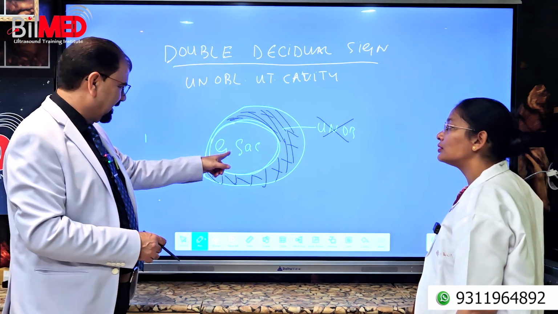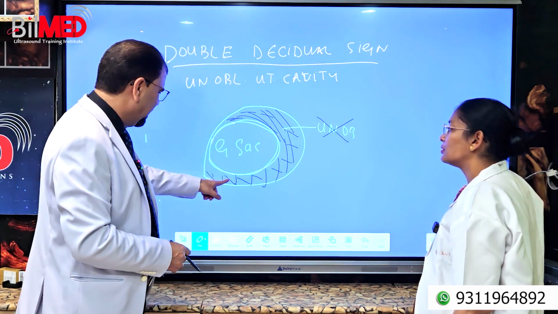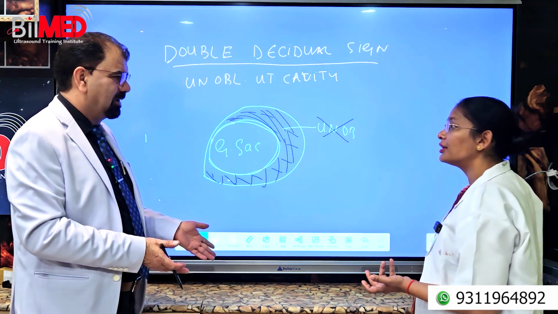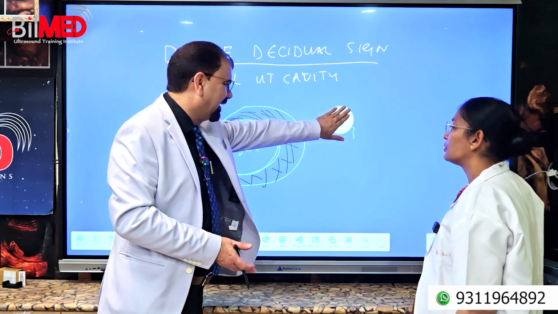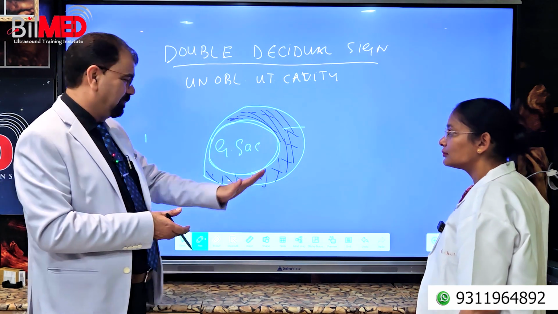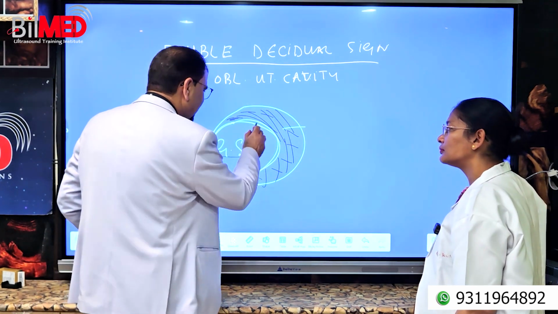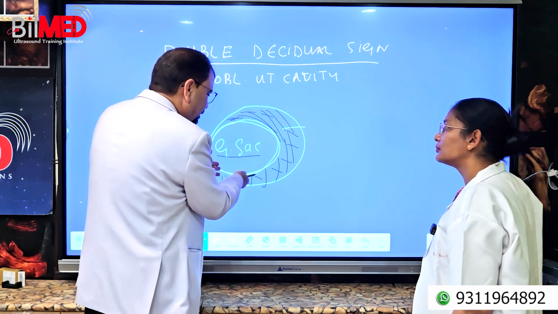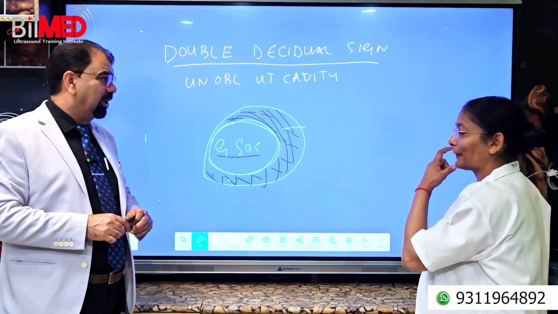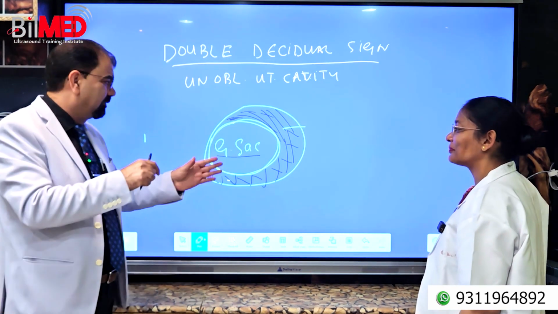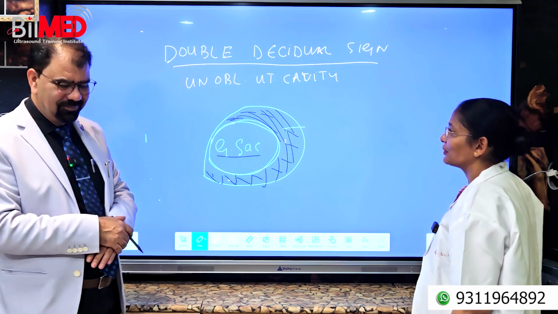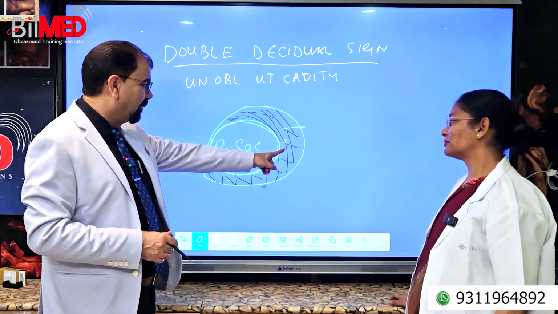G-sac only. This is the G-sac. What do you think of this black part surrounding the gestation sac? Mostly it's an unobliterated uterine cavity. Your ultrasound monitor is showing you the picture, having a gestation sac surrounded by the black part. We may think it is blood, and you will be labeling this as a hematoma. But actually, this is an unobliterated uterine cavity.